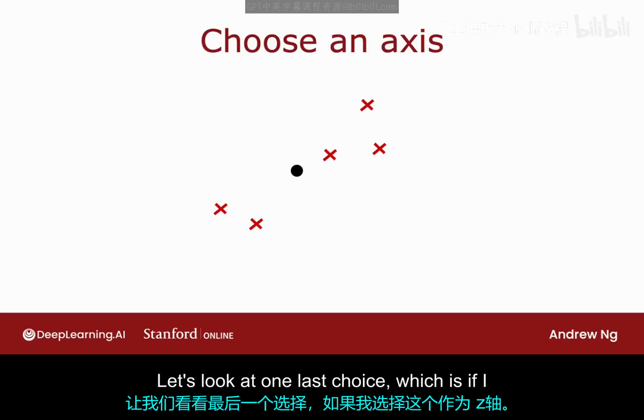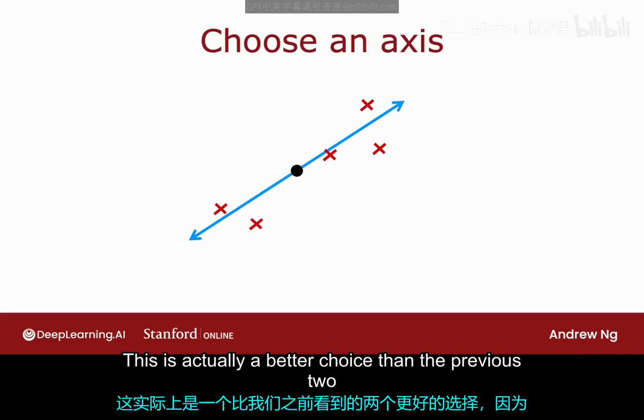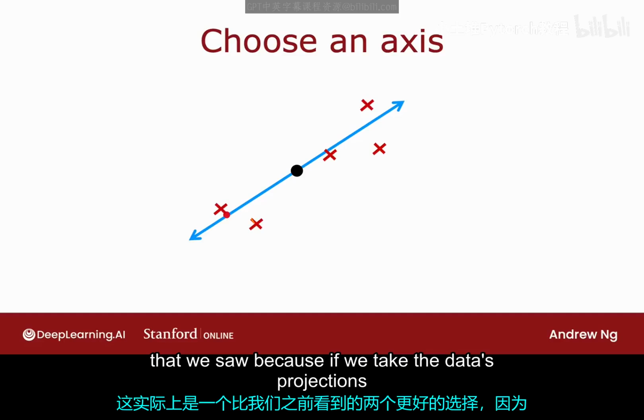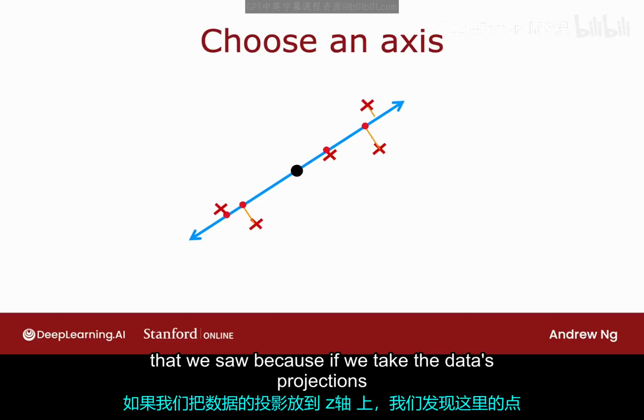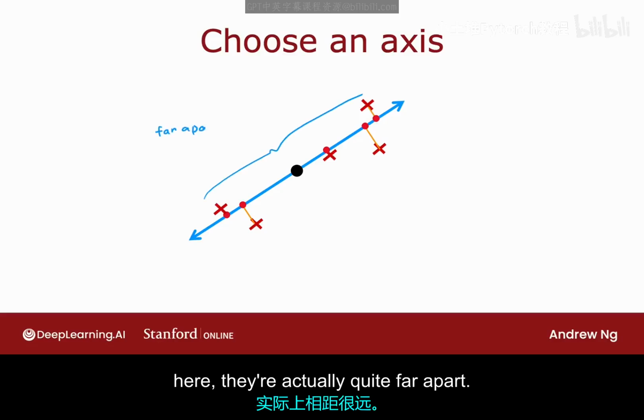Let's look at one last choice, which is if I choose this to be the z-axis. This is actually a better choice than the previous 2 that we saw, because if we take the data's projections onto the z-axis, we find that these dots over here are actually quite far apart.